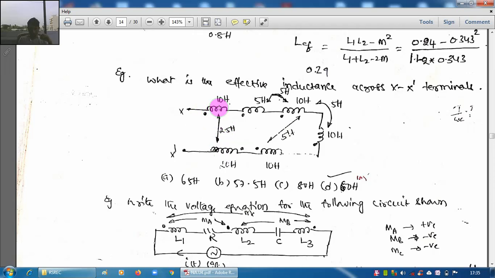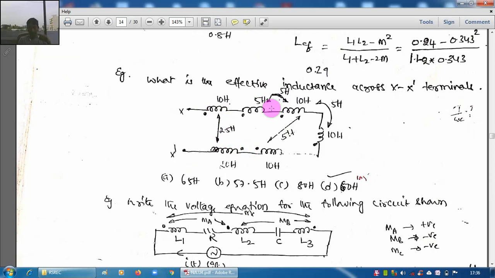You see these two coils. For this direction, current enters this dot, and current passes like this. You see here this coil. For this coil also current enters, as the dot is here. So if you consider these two coils, current is entering this coil and current is entering this coil also. So this M will be positive. So this is to be taken as plus 2M, plus 2 into 2.5.